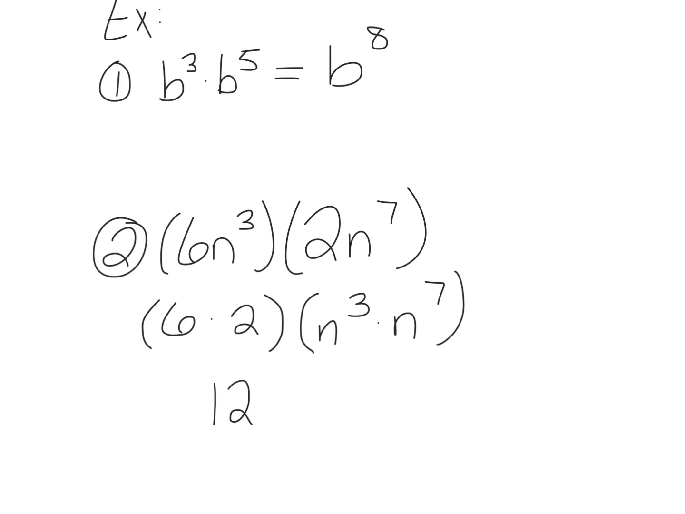12. And then multiplying powers of the same base, we do what with our base? We keep the base, and then what do we do with the exponents? Add them. 3 plus 7? 10. Then you know you're done when you can't combine anymore. All of your powers only have 1 base left. Okay? Questions so far? So when you multiply powers of the same base, what do you do with the exponents? Adding. Yep. Good.